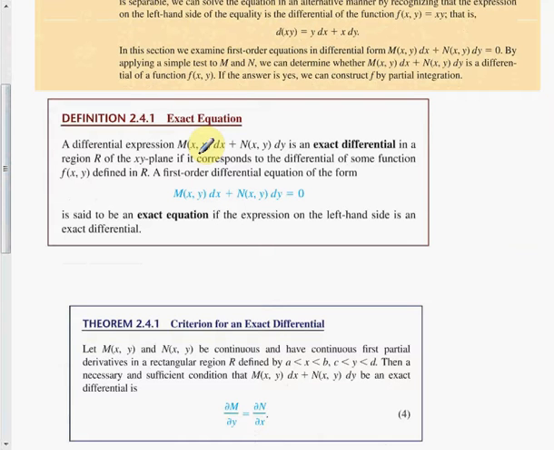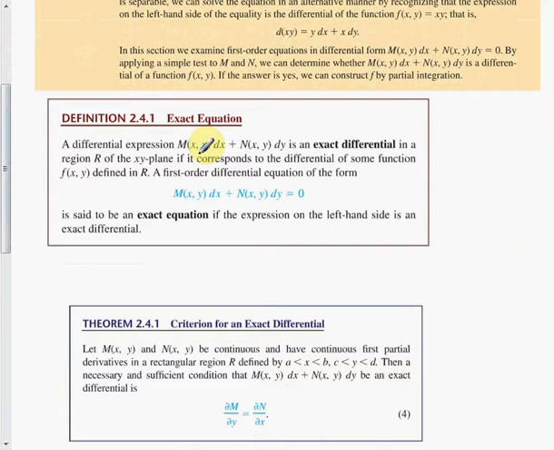This matches up indeed to an exact differential, a total differential. The criteria for so-called exactness here: you consider M is the coefficient of dx, and you consider the coefficient for dy, we call that N. If the partial derivative of M with respect to y is equal to the partial derivative of N with respect to x, then we say that we have the criteria for an exact differential.